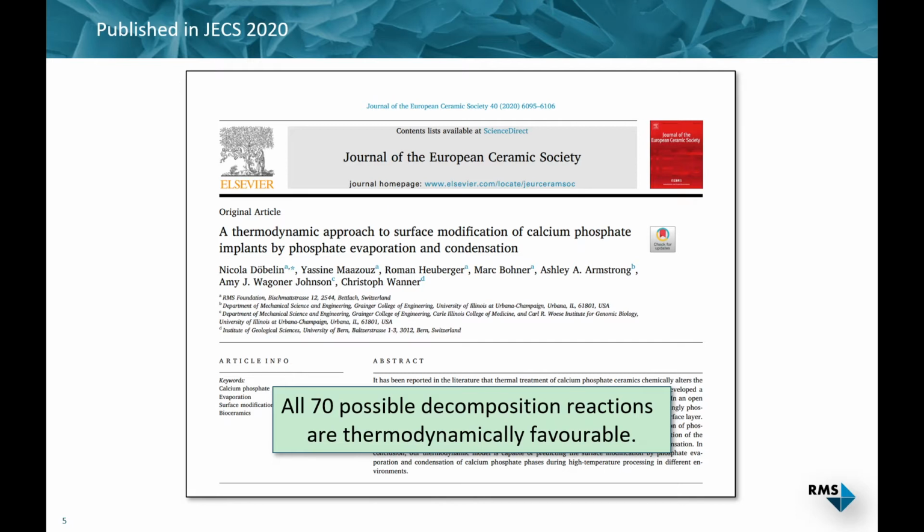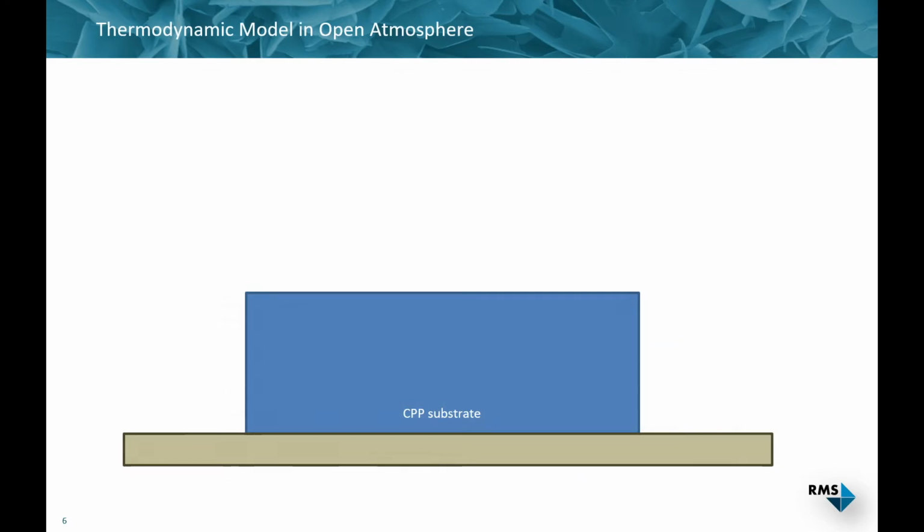So based on this information, we established a model for what happens when we subject calcium phosphate ceramics to high temperatures. And the first scenario we modeled was an open atmosphere. And this was important because in the first scenario, we assumed that the concentration of phosphorus gas species in the atmosphere never reaches saturation levels.